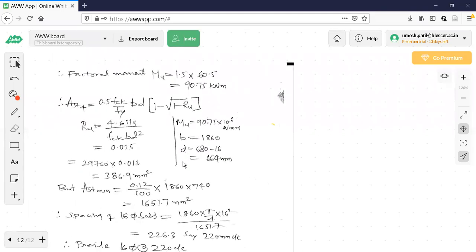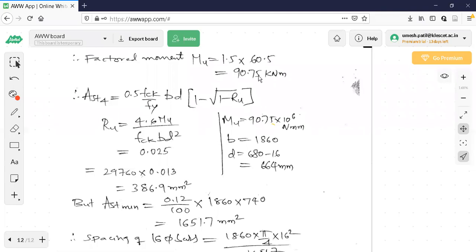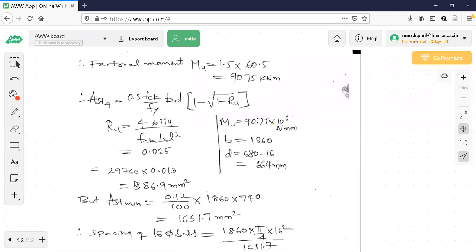Now observe here. So moment is calculated, WL square by 2. WL square by 2 is calculated, that is 60.5. I got it in the previous page. So 1.5 times is the factored moment, 90.75. For this moment, calculate steel. Again, it will be less than the minimum. Less than the minimum here.